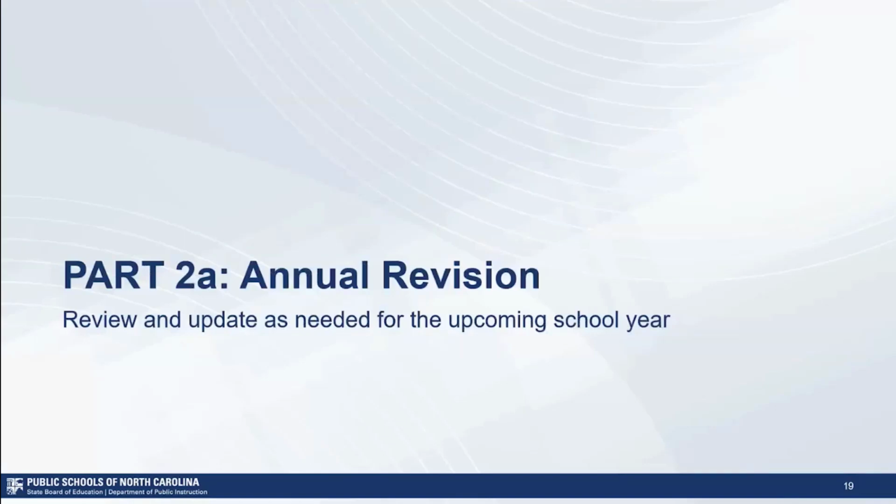All right, so Part 2. A few years ago, we split Part 2 to identify sections that had to be completed again each year versus those that only needed to be updated as information changes. So we divided them into Part 2A and Part 2B. Part 2A is the section that only needs to be revised each year if information in it changes. This is why we call it annual revision.